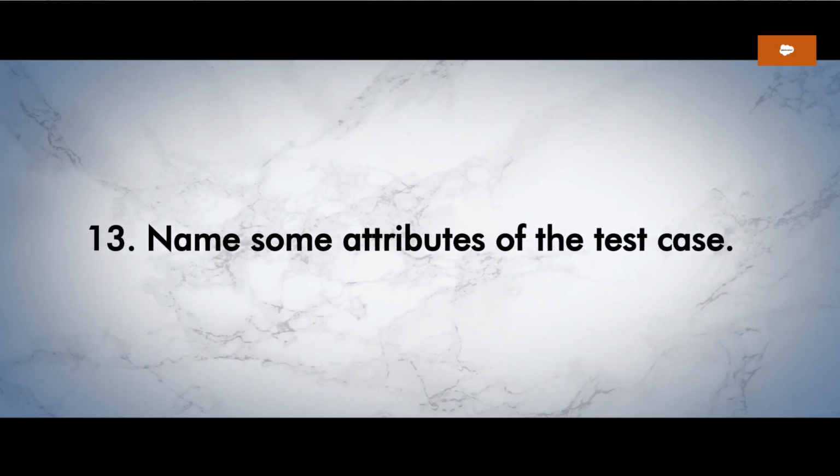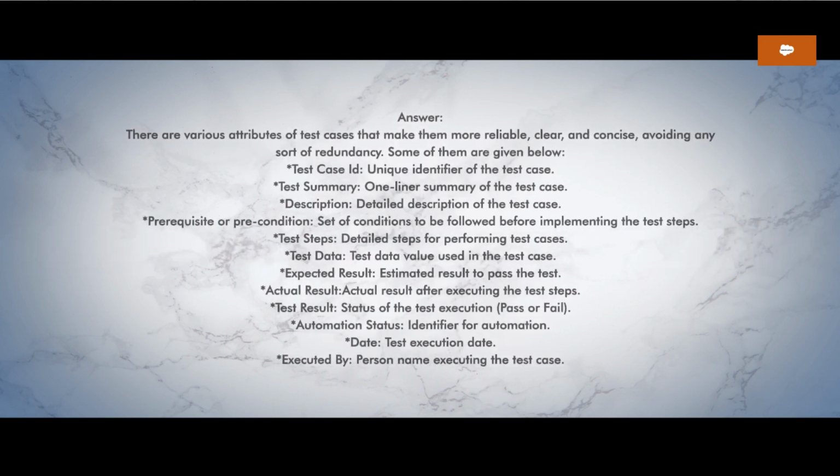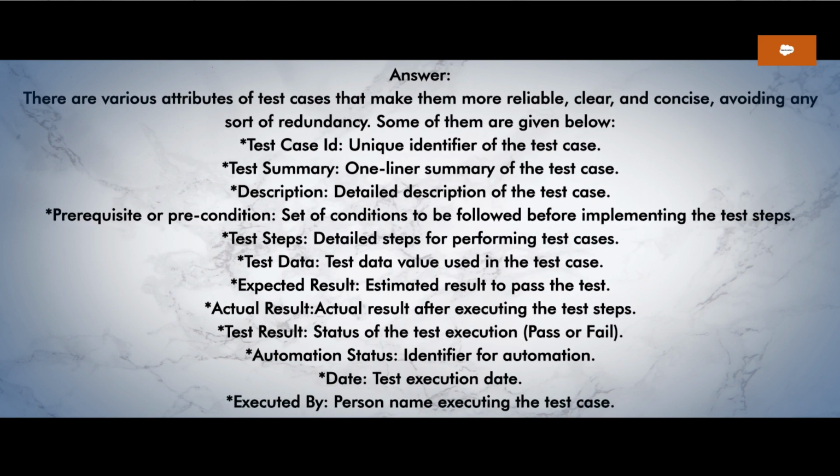13. Name some attributes of the test case. Answer. There are various attributes of test cases that make them more reliable, clear, and concise, avoiding any sort of redundancy. Some of them are given below. Test case ID, unique identifier of the test case. Test summary, one-liner summary of the test case. Description, detailed description of the test case. Prerequisite or precondition, set of conditions to be followed before implementing the test steps. Test steps, detailed steps for performing test cases.